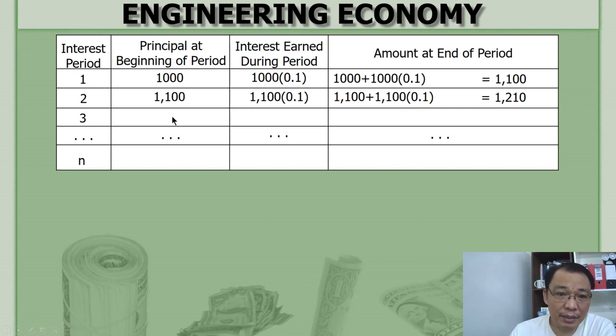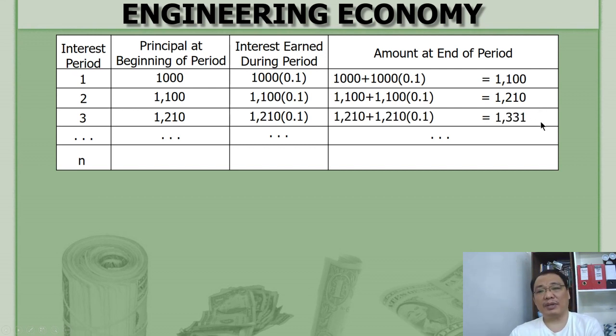So, pag start sa next period, March 1, 1,210 na ang imo utang. And then, for the month of March, ma-earn siya og 10%. So, by March 31, ang imong utang is equal to 1,331. That is the compound interest.